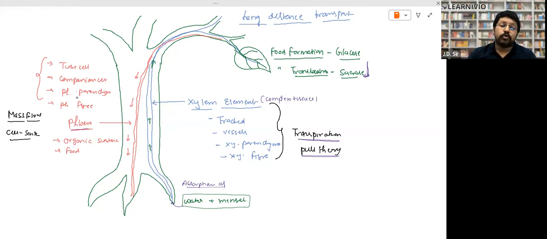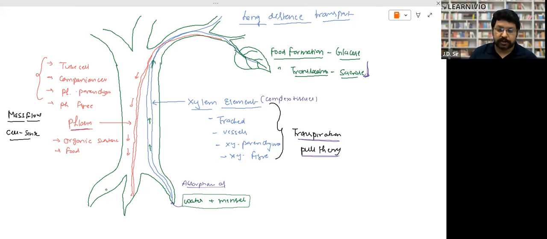right? So now we came to know that transport of organic substances from leaf to root takes place through the phloem. But how is it transported from the leaf to the root? There is a theory known as the mass flow theory, or source and sink theory. This theory explains the mechanism by which food is transported from the leaves to the root. So there are two theories: the transpiration pull theory explains how the water is transported, and the mass flow theory explains how the food is transported.